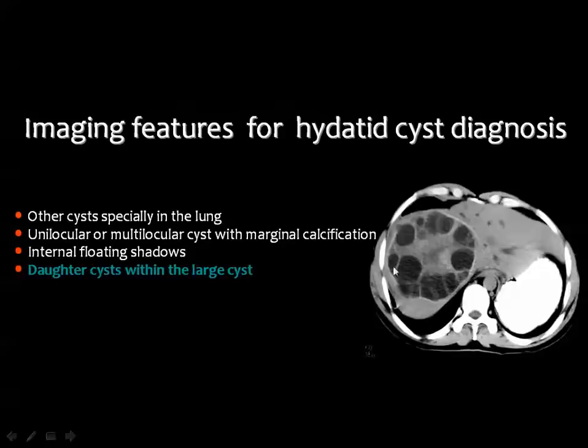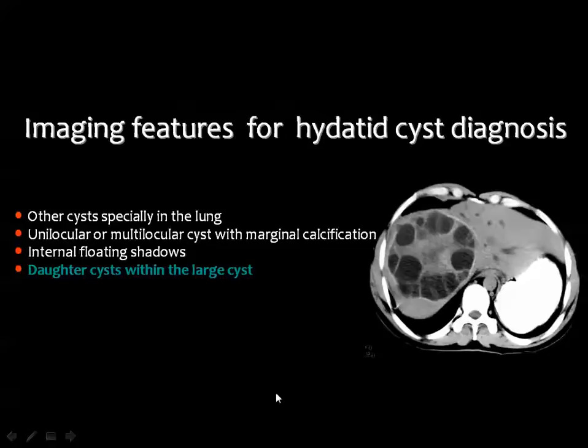You get a lesion which is large with multiple mural small cystic structures representing the daughter cysts. This classic appearance of hydatid cyst can be seen in the liver, can be seen in the kidney, and can be seen also in the brain.